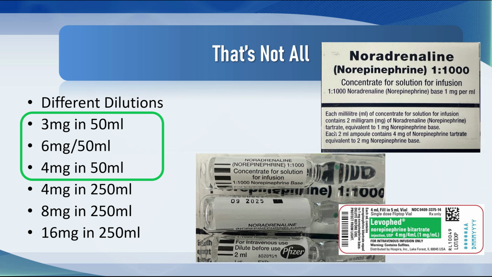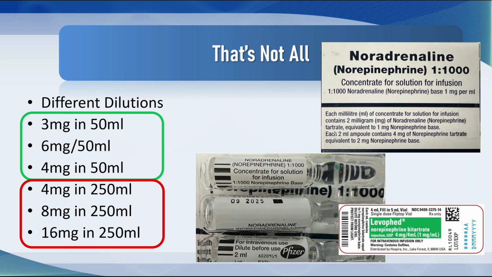If you use the pumps, you're more likely to use a 250 ml bag that contains one of 3 separate dilutions, 4 milligrams in 250 mils, 8 milligrams in 250 mils, or 16 milligrams in 250 mils.